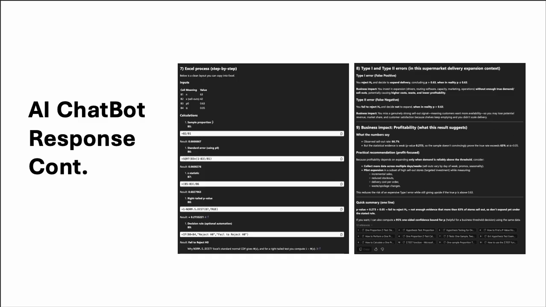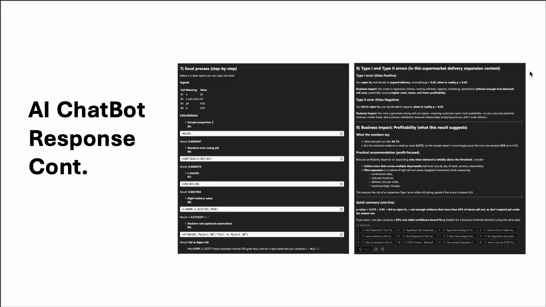That's where you can see the identification of type 1 and type 2 errors. Our AI chatbot was able to correctly identify the type 1 and type 2 errors in this business context. Type 1 error is the false positive, where we would reject the null hypothesis and expand the delivery when in reality we shouldn't. And type 2 is the false negative, where we fail to reject the null hypothesis and don't expand when in reality we should be expanding.